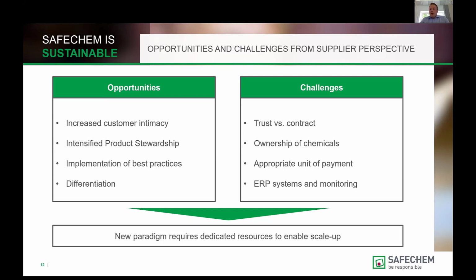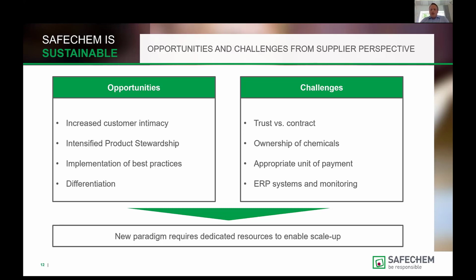We intensified product stewardship, so we can really bring this mindset of safety, EH&S and product stewardship much more into the customer. We are able to implement best practices with this model. So for chemical leasing customers, we are only working with best practice offerings in terms of safety system, stabilizer package, etc. And of course, differentiation versus competition is also an important aspect of the business model.